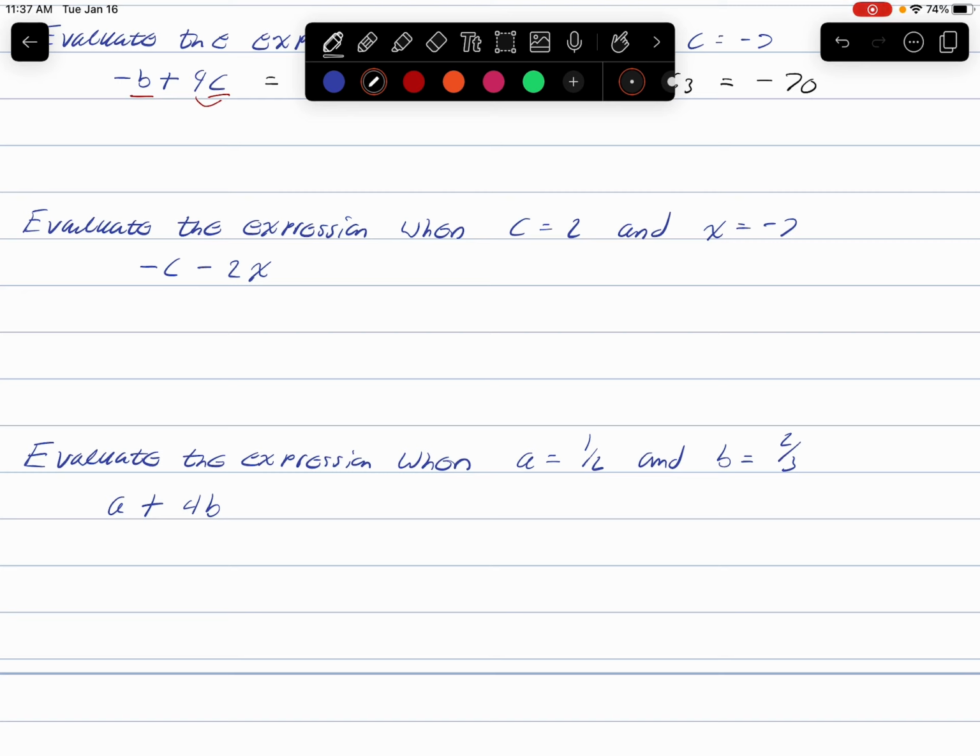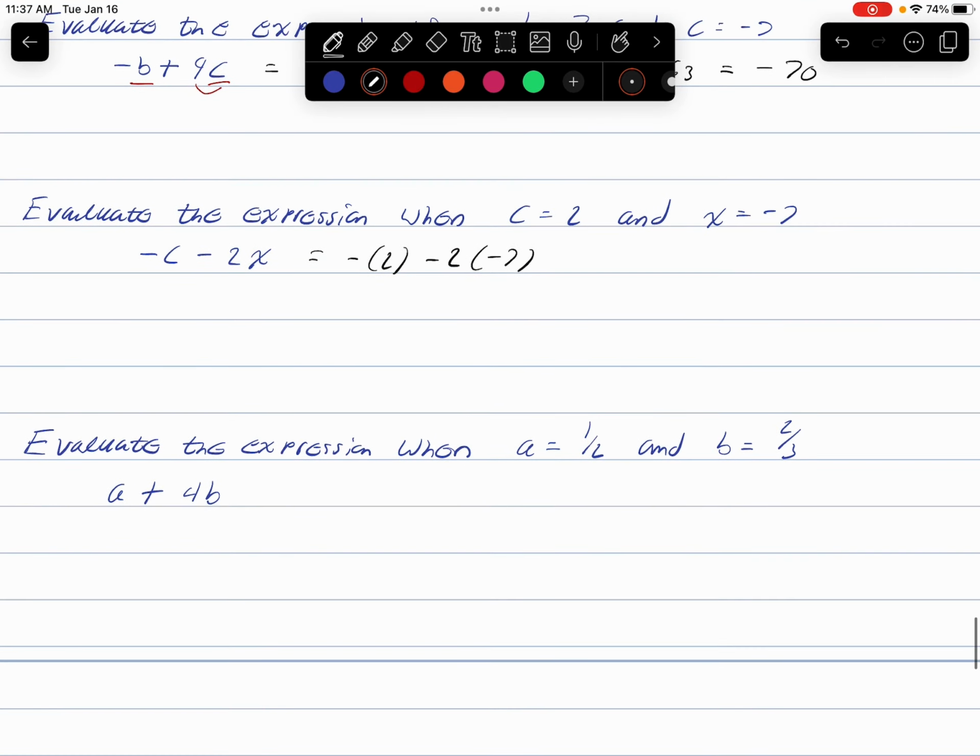Okay? Let's evaluate this expression, -c minus 2x, when c is equal to 2 and x is equal to -7. So this is going to look very similar. So here we're going to have this being equal to -2 minus 2 times -7. Okay?